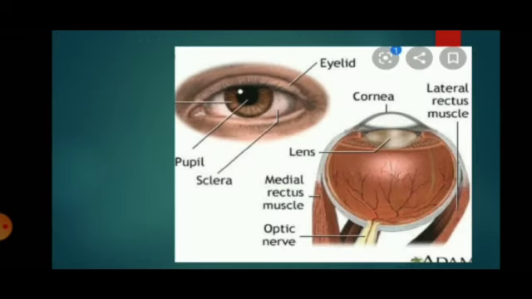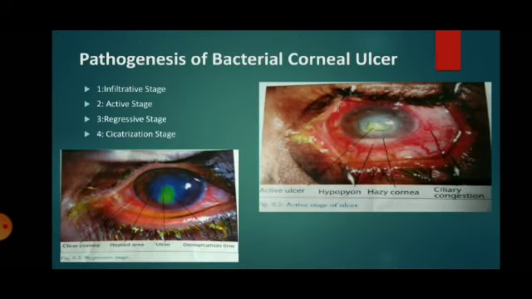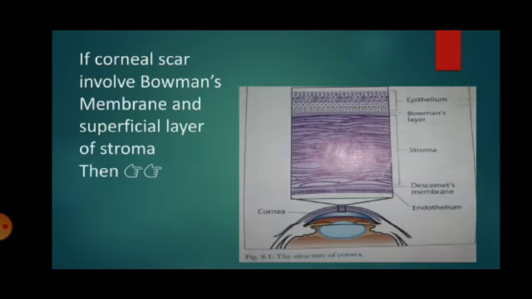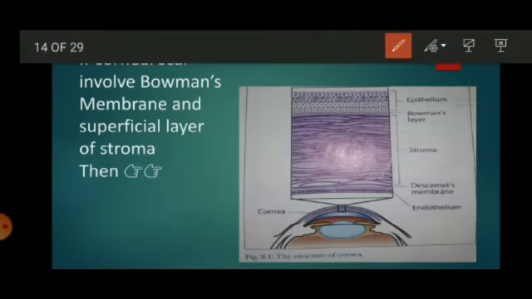The disease is characterized by the infiltrative, active, regressive, and cicatrization stages; these are the four major pathogenesis stages. How? Let's see. For example, whenever any potentially pathogenic microorganism enters into the epithelial cells, the body's immune system becomes activated and leads to the entry of polymorphonuclear leukocytes into that involved portion of the cornea. That is characterized by the infiltrative stage.